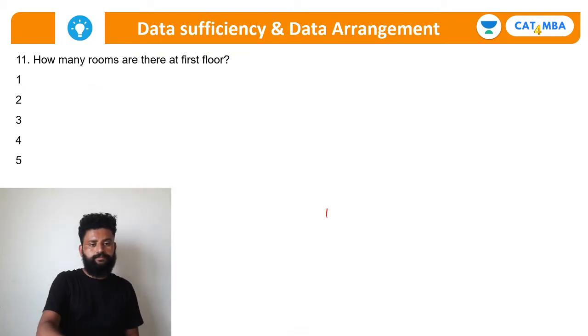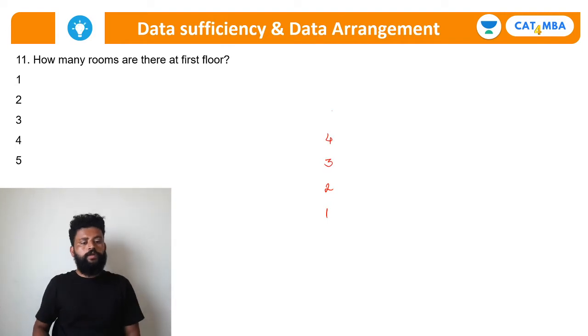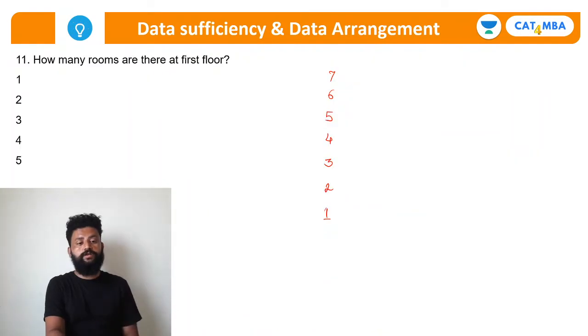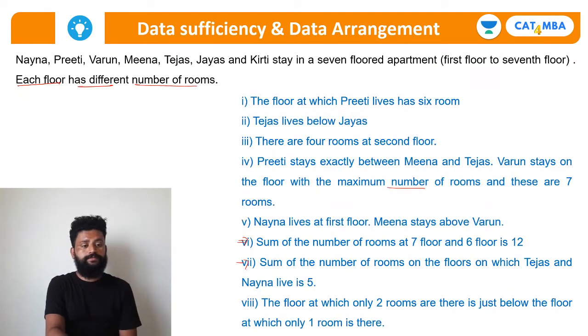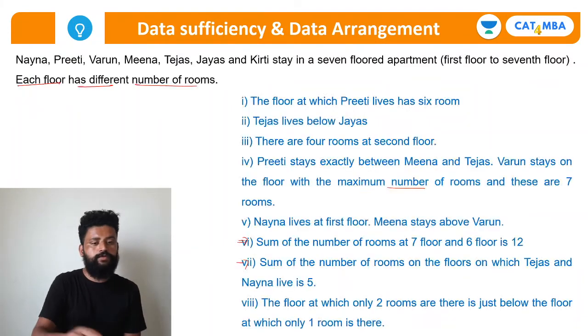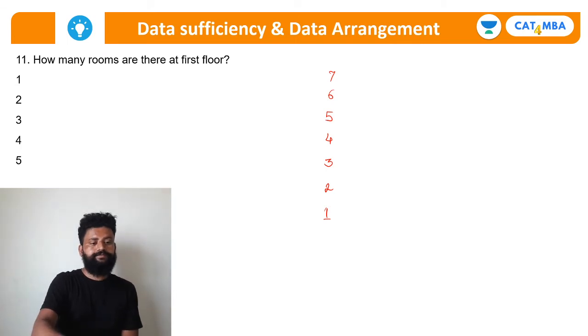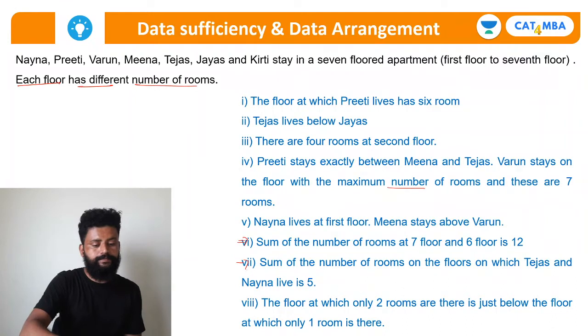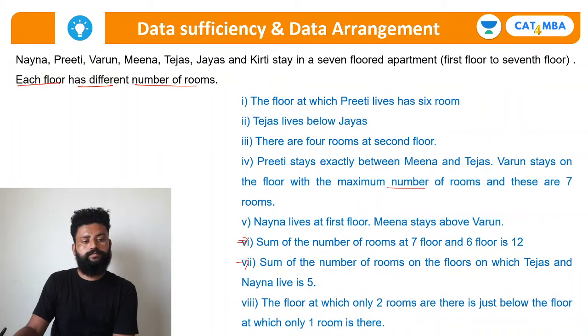So what I'll do, I'll just write the floor numbers 1, 2, 3, 4, 5, 6, and 7. The first clue: the floor at which Preeti lives has 6 rooms. That doesn't mean it's the 6th floor. There are 4 rooms on the 2nd floor. Each floor has a different number of rooms, and the maximum is 7. So the 2nd floor has 4 rooms. Preeti stays exactly between Meena and Tejas. Varun stays on the floor with the maximum number of rooms, which is 7.